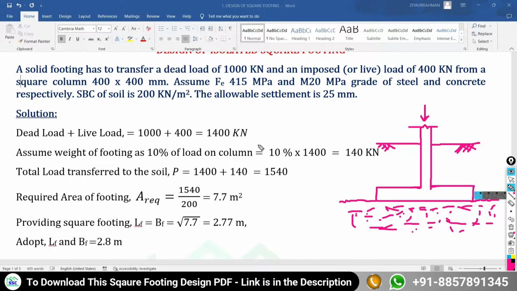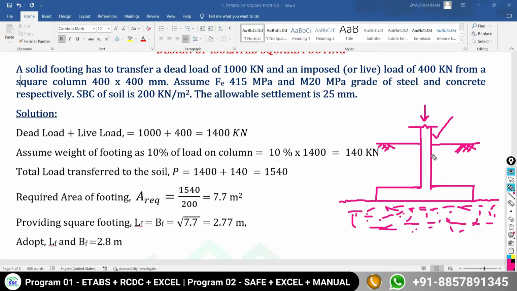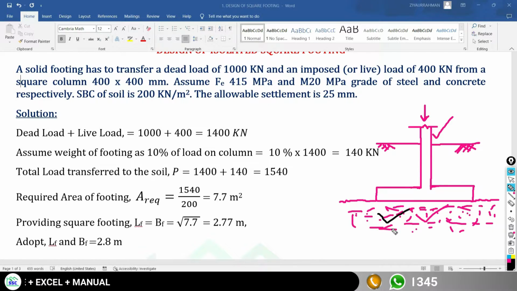So first of all, we need to calculate how much total load is going to be transferred to the subsoil. What does subsoil mean? First try to understand that. In any real life project, the column comes from the superstructure, and below that column there is your footing, and the soil mass under this footing is called the subsoil. So finally we need to calculate how much load is coming to this subsoil.